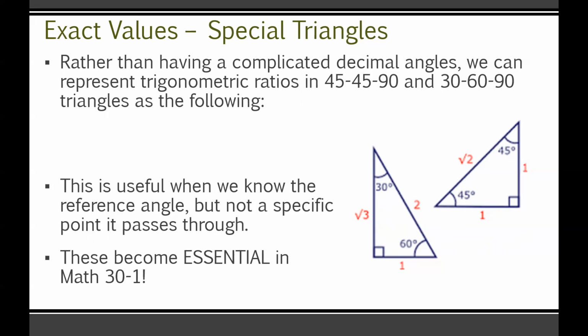So this is useful when we know the reference angle, but not a specific point that it passes through. So if I just told you you had some angle and asked you for a sine, cos, or tan ratio, which needs side lengths, and I didn't tell you side lengths, you go to your special triangles and they're going to save your life on this one, right? These become absolutely essential in Math 30-1. I know that is not a concern for us right now, but it is just useful to let you know that this isn't just some stupid thing we learn once and then drop. This does come back around at some point.